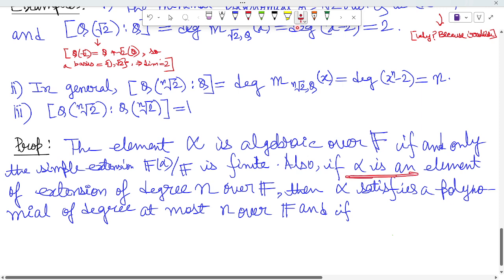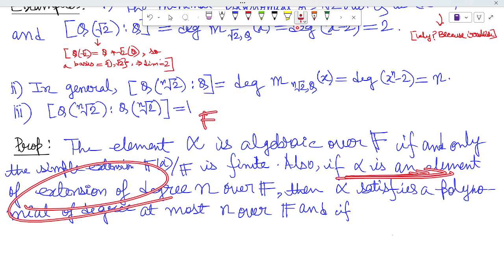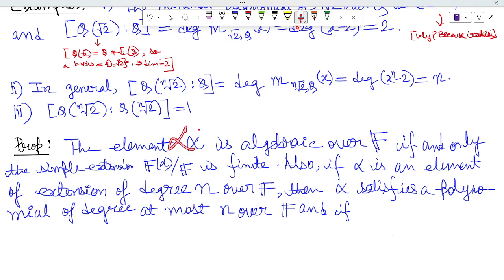Alpha is an element of an extension of degree n. It means there is a vector space extension K of F, and I am taking any element from K, which belongs to that extension. If my first statement was true, then at most will not come; then exactly will come, because the extension degree is exactly equal to the degree of the minimal polynomial.